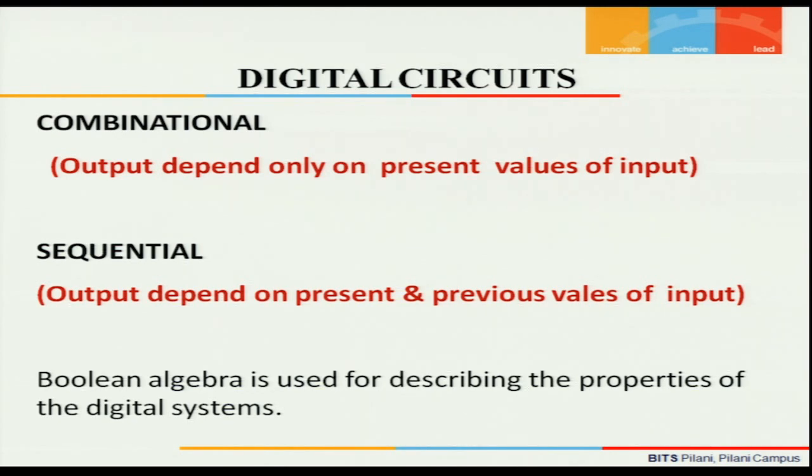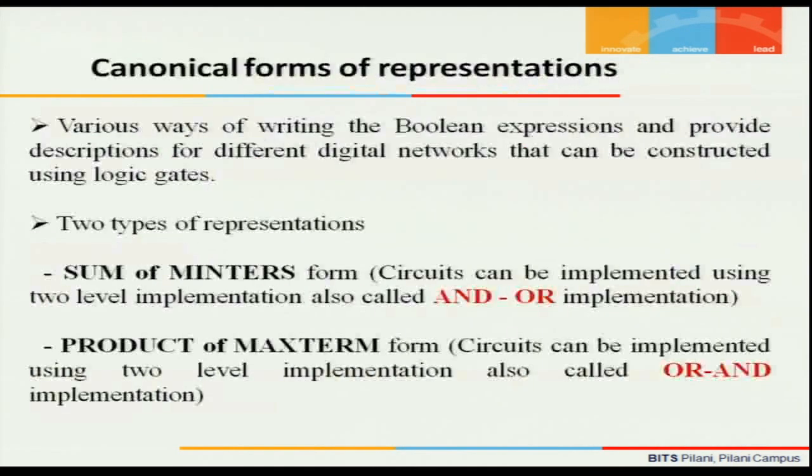Now, Boolean algebra is used for describing the properties of the digital systems, used for both combinational and sequential logic. Digital logic circuits can be represented with the help of Boolean expressions which relate the output of the logic circuit with various inputs. There are different ways of writing the Boolean expressions. We will talk about two forms of representations. These are called the canonical forms of representations, where the output of a digital circuit is represented as a function of the inputs.